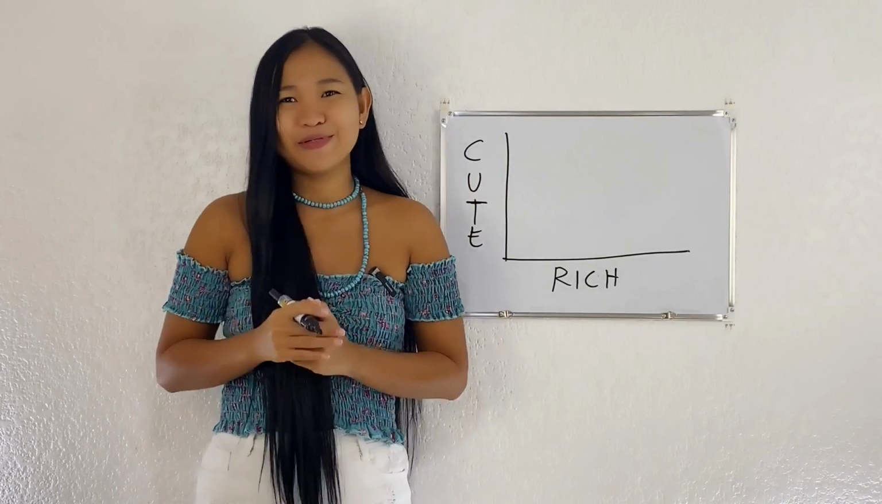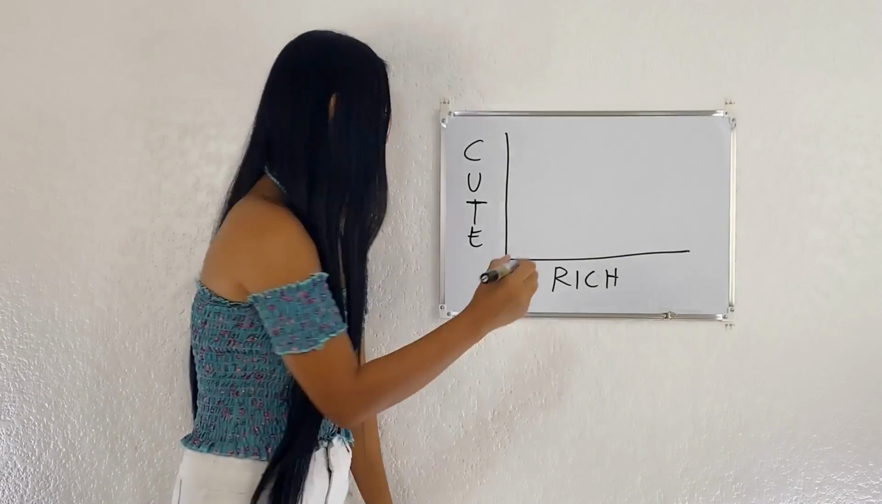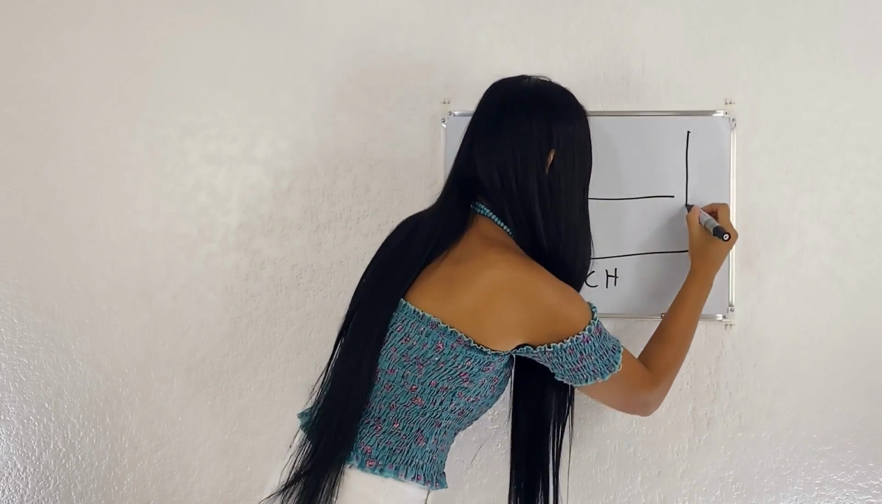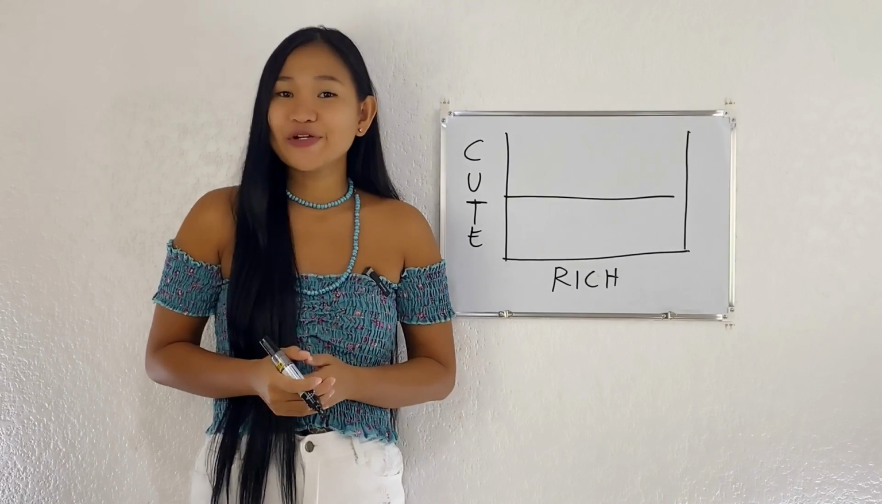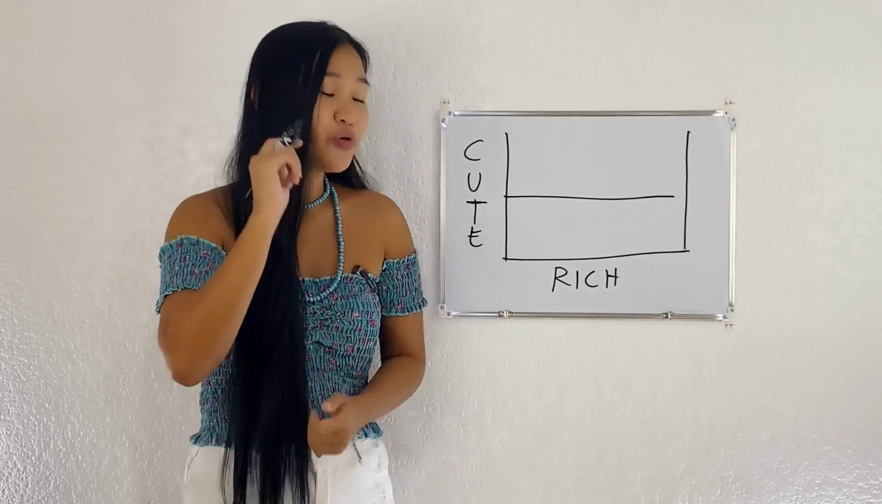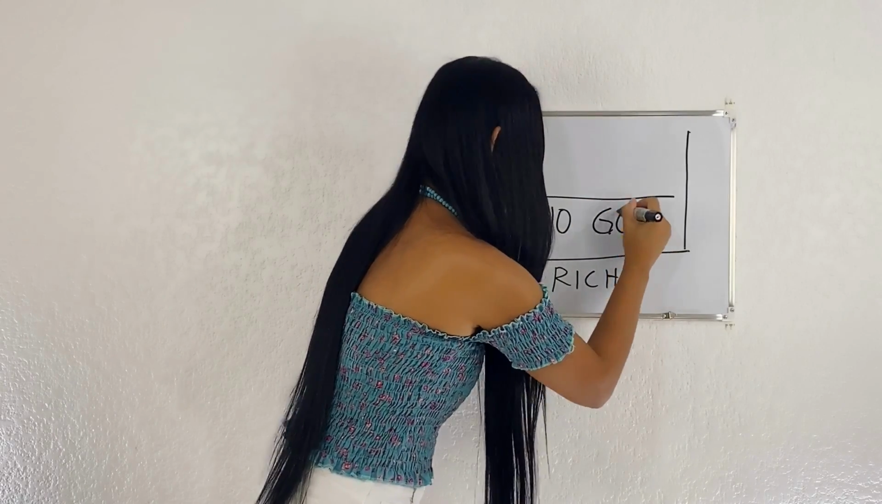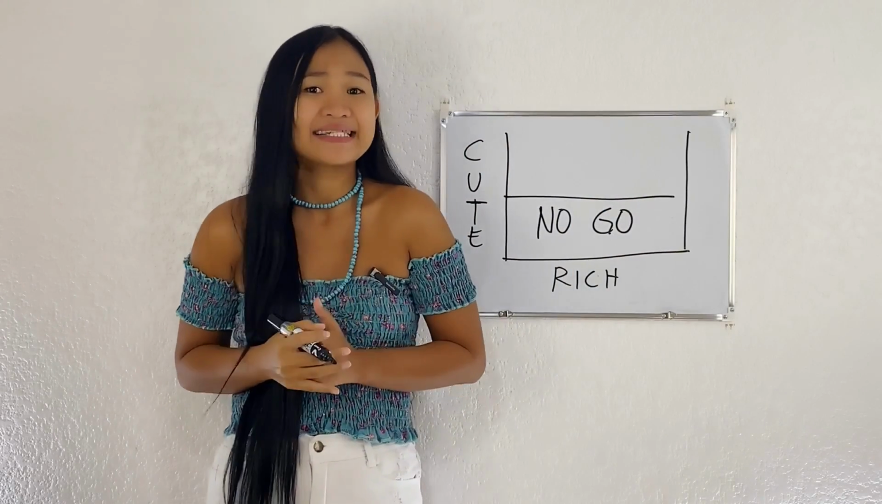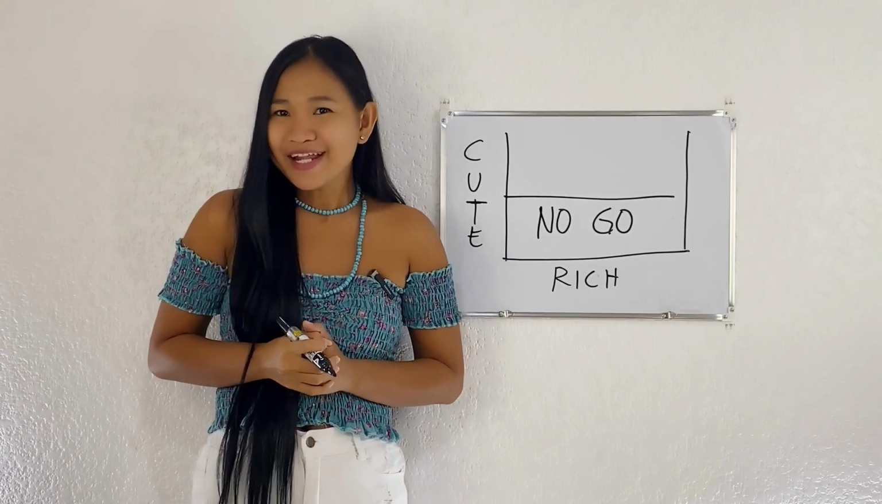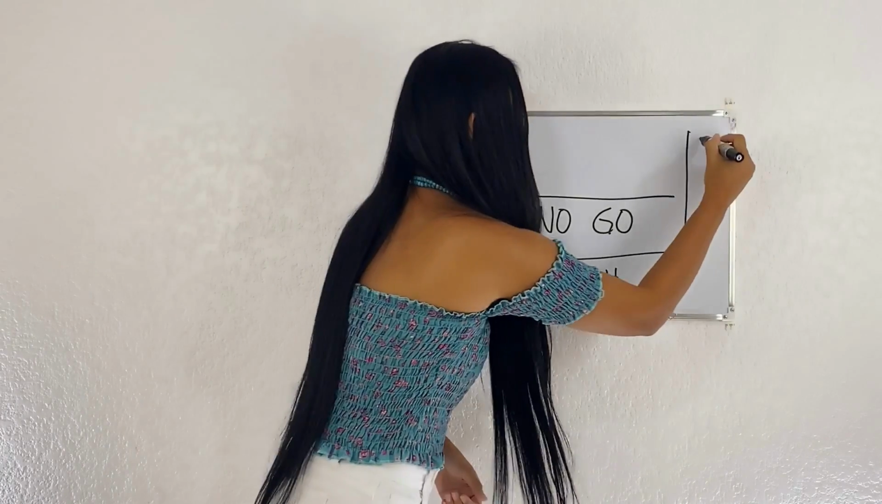It's simple to use because there are only 3 zones. First, there's a very large no-go zone, where a man has neither looks nor money. Then you have the husband zone.